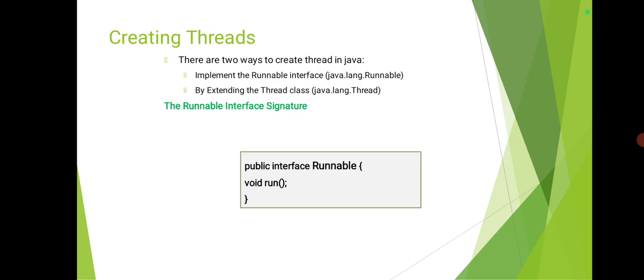Okay, so here we can create a thread by using two different ways. The first way is to implement the runnable interface. The interface name is runnable, and the second one is by extending the thread class. So we can implement the interface, that is runnable, and we can extend a class, that is thread. The first one is the runnable interface. Here we are implementing the interface. The general form of this interface is public interface runnable, and here we are declaring the method, that is void run.